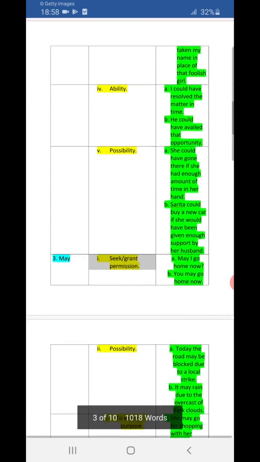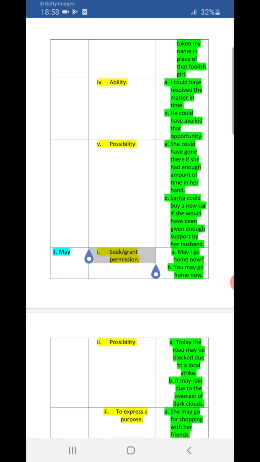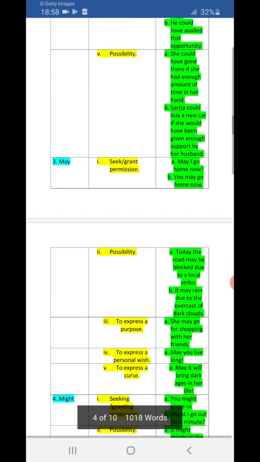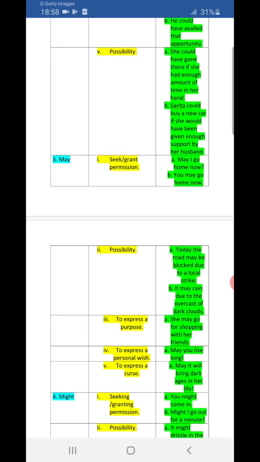Next one. Number B, you may go home now. So it's granting permission. Next one. Purpose number 2, possibility. Example number A. Today the road may be blocked due to a local strike. So it is possible that today the road may be blocked due to what? Due to a local strike.